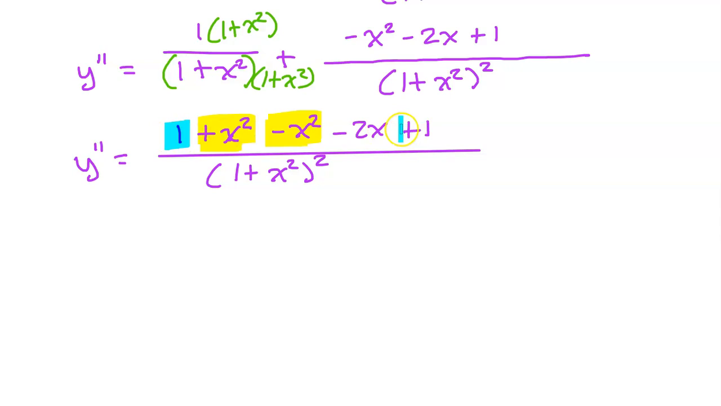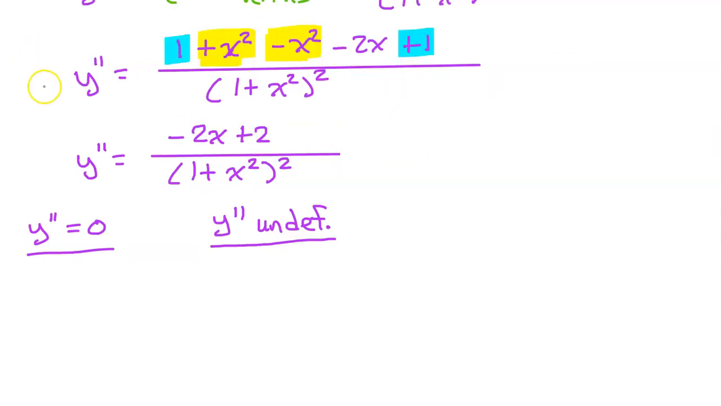And I see the 1 plus 1, which will make a 2. Let's not lose sight of what we are doing. We are looking for the point of inflection. That can only happen when y double prime changes signs. And y double prime will only change signs when it is either equal to 0 or when it is undefined.